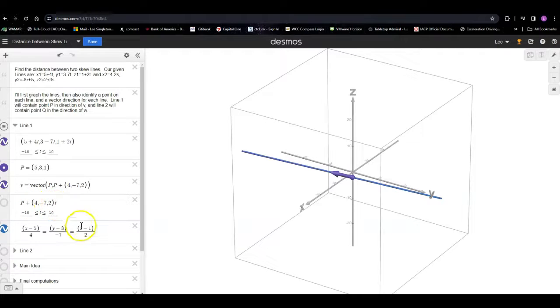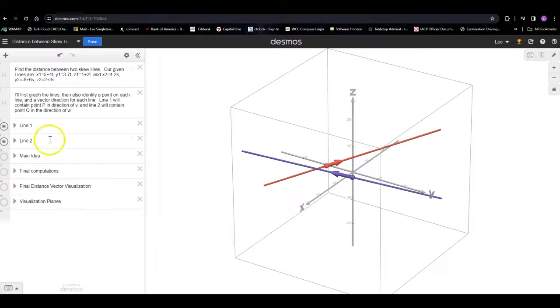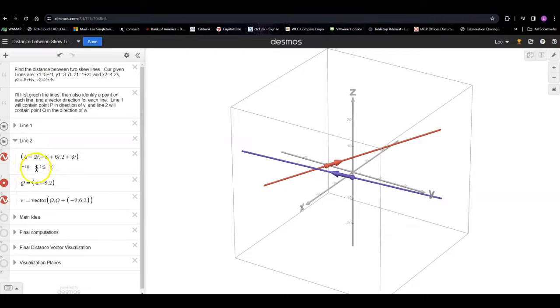Those vector values times t, and then the symmetric form, which is right there. So I'm going to go ahead and hide this one, so we're just looking at that purple line for line 1. We can do the same thing for line 2, right? If you want to see those, I didn't do all three forms in this one, just the one.